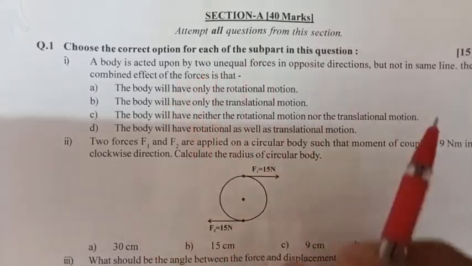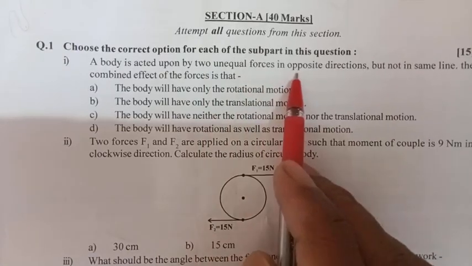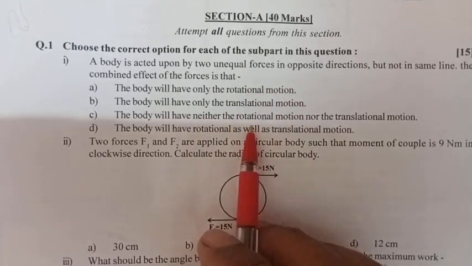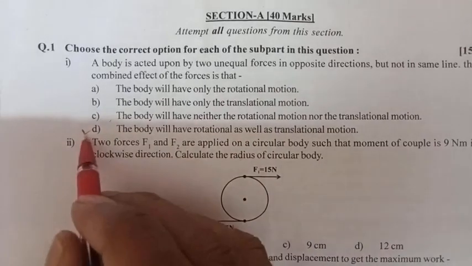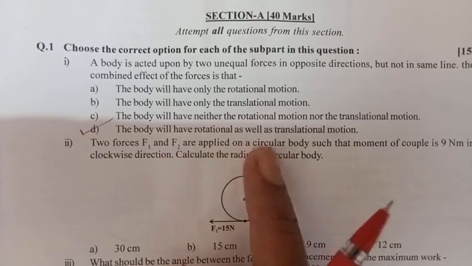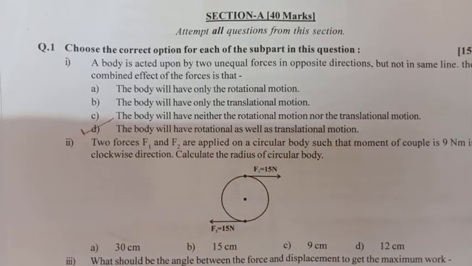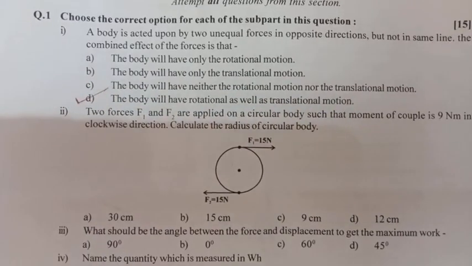Now, the body is free to move and it is being acted on by two forces not having the same line of action. So our option here will be D. That is, the body will have a rotational as well as translational motion. Okay, now moving on to the second subpart.